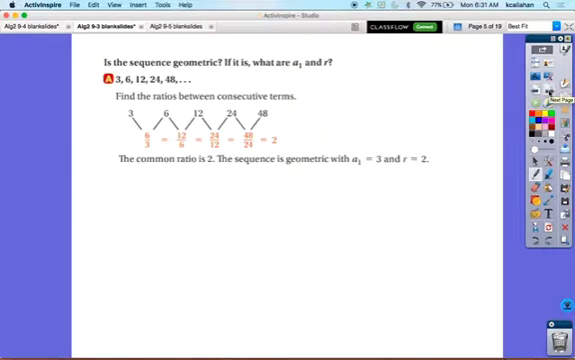So again, in your mind, you might be thinking just, does it look like I keep multiplying by the same number? And you're going to say yes. By the definition, the common ratio means you're going to divide 6 divided by 3, which is 2. 12 divided by 6, which is 2. 24 divided by 12, 2. 48 divided by 24, 2. They all equal 2. Therefore, it's geometric, and r equals 2. And they actually asked for the a1. Remember, a1 just means the first term, that is 3.